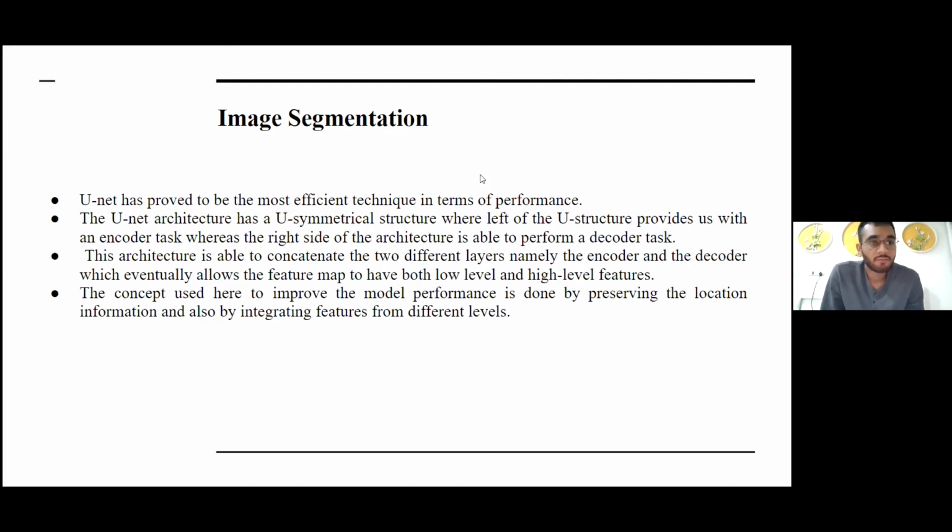For image segmentation, we have used the architecture of UNet, which is very efficient in terms of performance. The UNet architecture has a basic U-symmetrical structure where the left of the U structure provides us with an encoder and the right side of the architecture helps us to perform the decoding task. This architecture is able to concatenate two different layers, namely the encoder and the decoder, which eventually allows the feature map to have both low-level and high-level features.